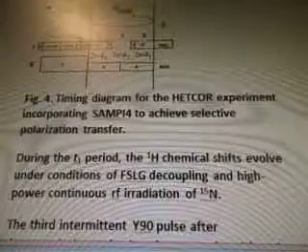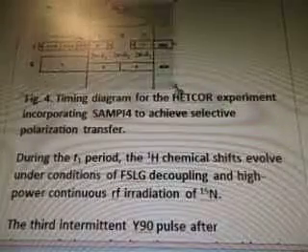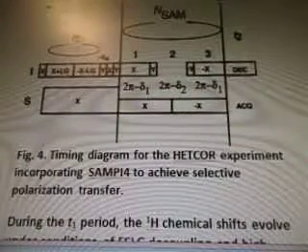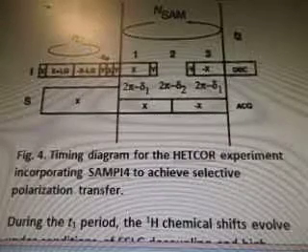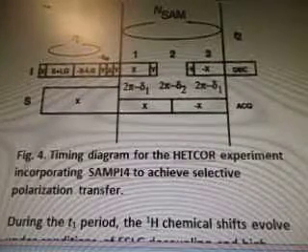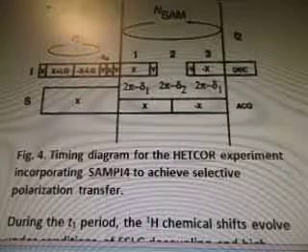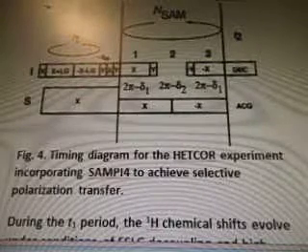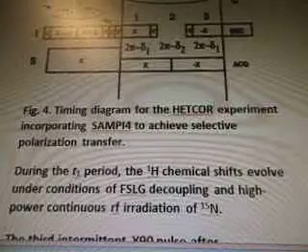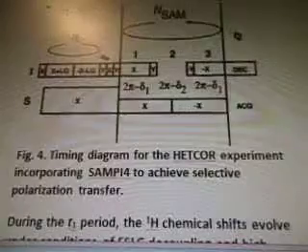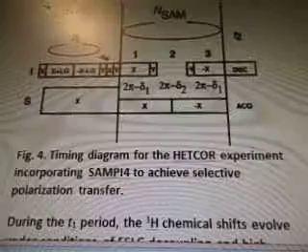Okay, so here's another figure here, which I can hardly barely see. It's so puny. Let's make it bigger. Okay, so this is a figure 4 timing diagram for the CORE HETCOR experiment incorporating SAMP14 or SAMPI4 to achieve selective polarization transfer. So we've got a timing, we've got an experiment, and we've got a polarization transfer.